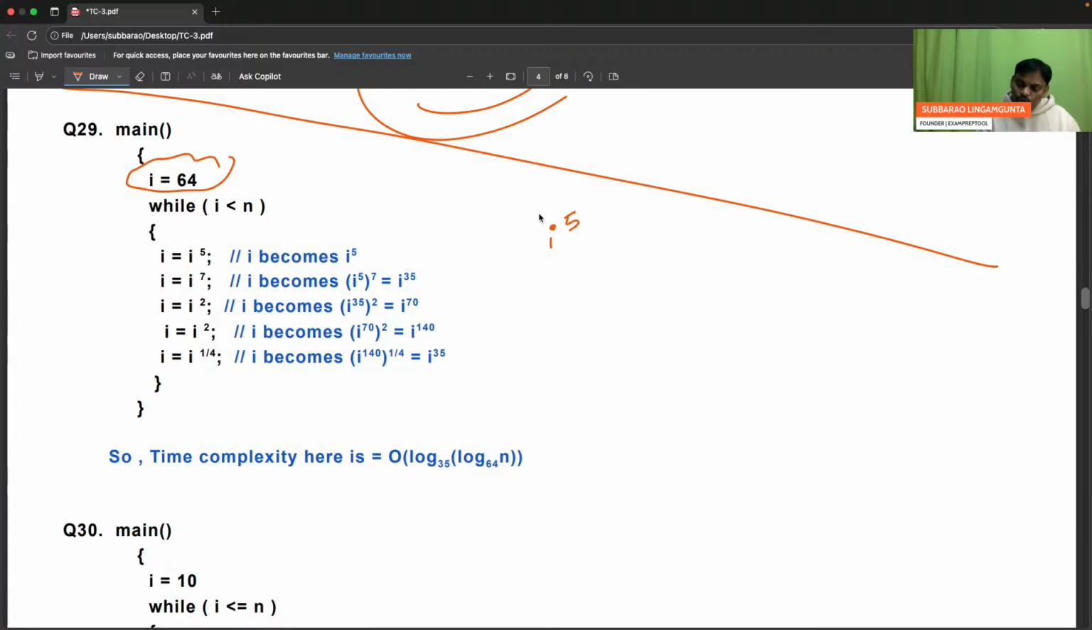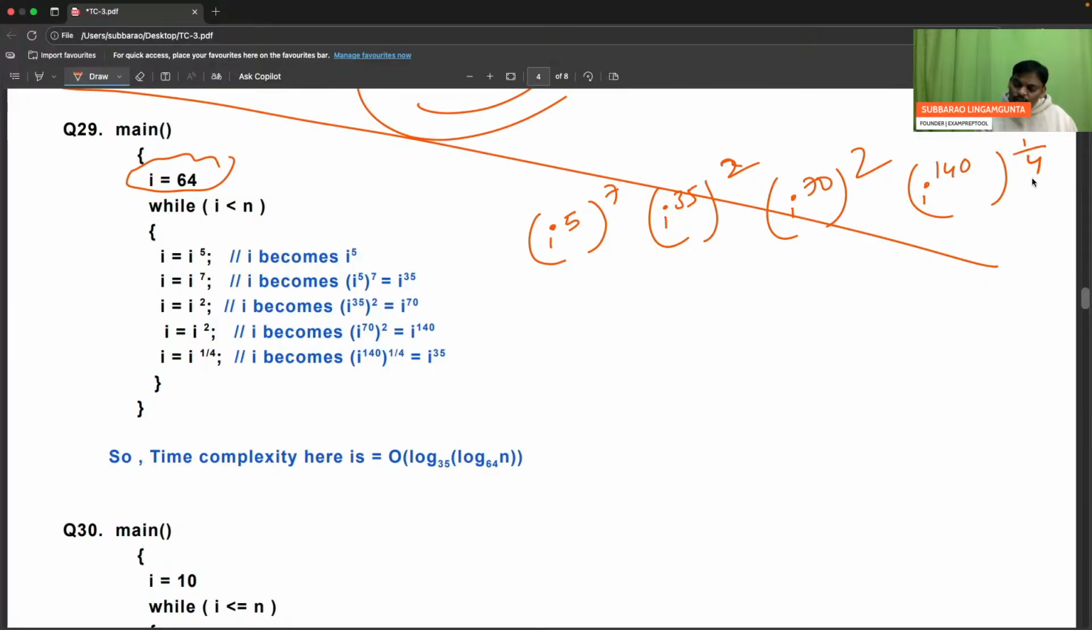Next, whatever you have, whole power 7. It became i power 35. Whatever you have, whole square. It became i power 70. Whatever you have, whole square. It became i power 140. Understand, everyone. Whatever you have, whole power 1 by 4, which is nothing but (a^m)^n = a^(mn). So it became i power 140 into 1 by 4.